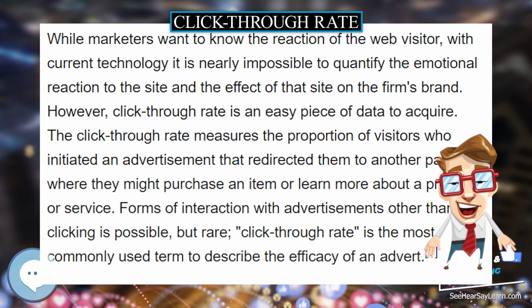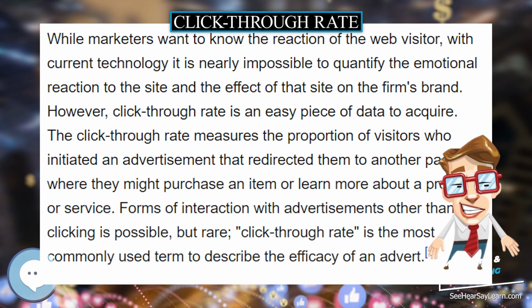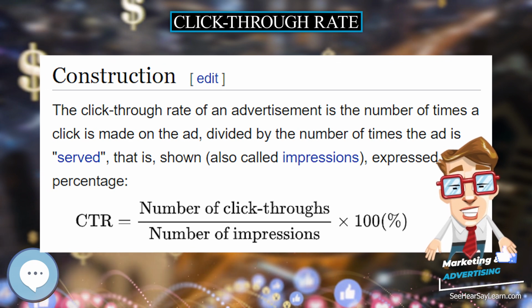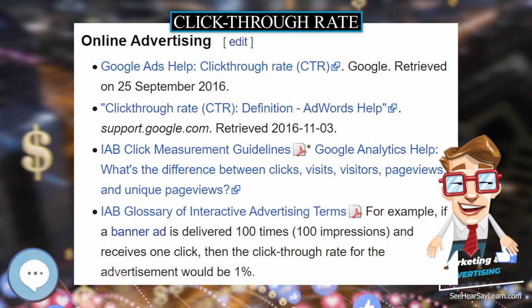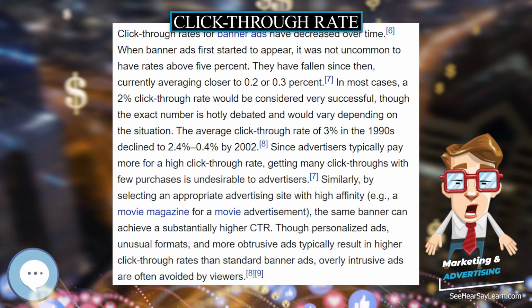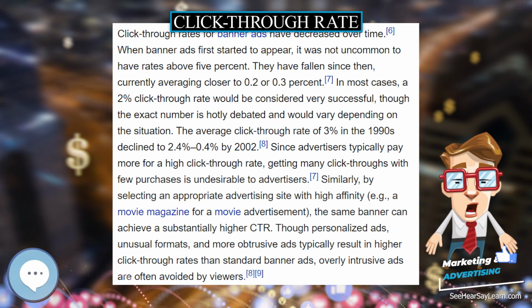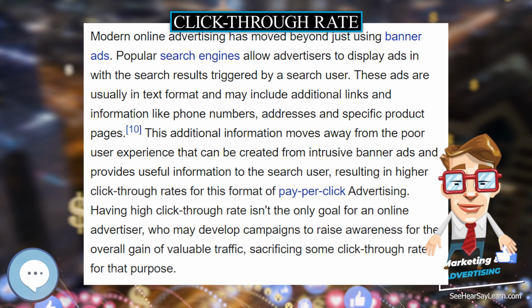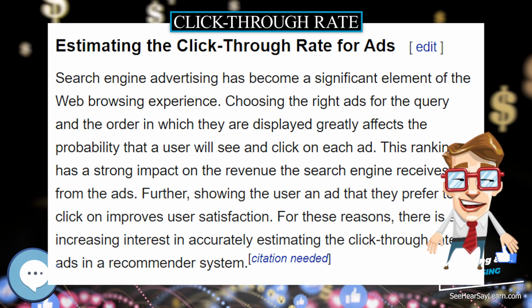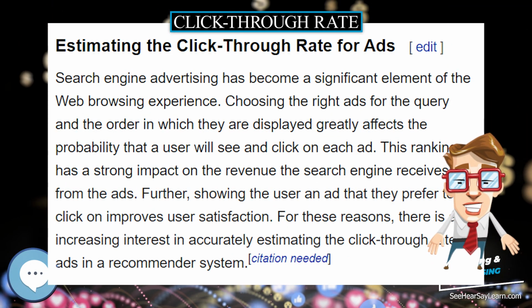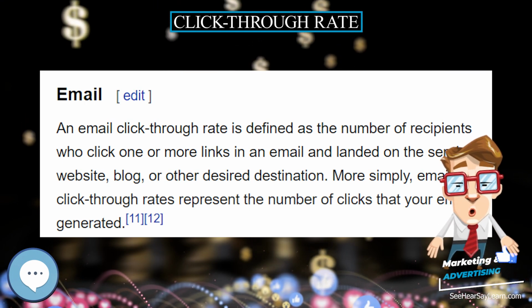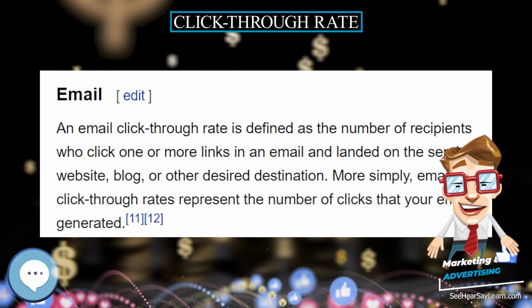Modern online advertising has moved beyond just using banner ads. Popular search engines allow advertisers to display ads with the search results triggered by a search user. These ads are usually in text format and may include additional links and information like phone numbers, addresses and specific product pages. This additional information moves away from the poor user experience that can be created from intrusive banner ads and provides useful information to the search user, resulting in higher click-through rates for this format of pay-per-click advertising.